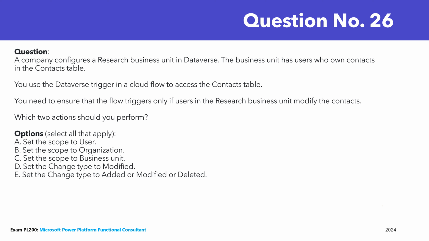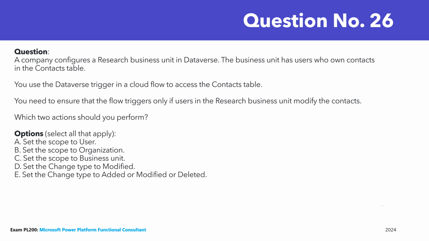Question. A company configures a research business unit in Dataverse. The business unit has users who own contacts in the contacts table. You use the Dataverse trigger in a cloud flow to access the contacts table. You need to ensure that the flow triggers only if users in the research business unit modify the contacts. Which two actions should you perform? Options, select all that apply.